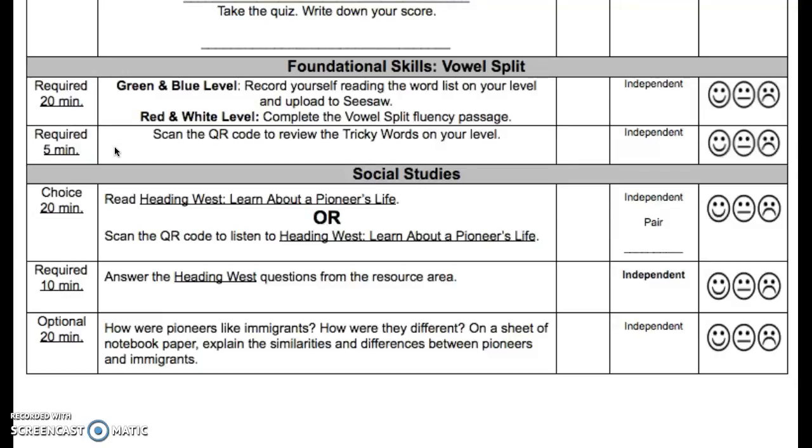Required for 10 minutes, answer the Heading West questions in the resource area. Independent. Reflect when you're finished. And optional to be done when you're finished with everything else. How are pioneers like immigrants? How are they different? On a sheet of notebook paper, explain the similarities and differences between pioneers and immigrants. Independent. Reflect when you're finished.